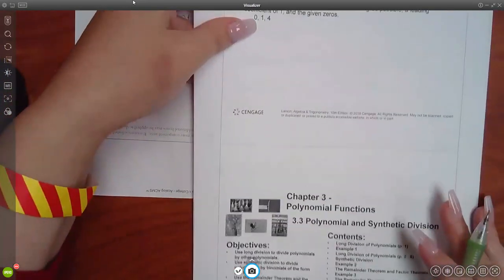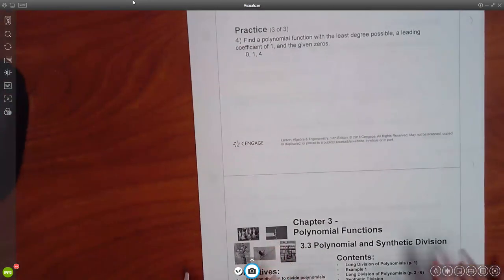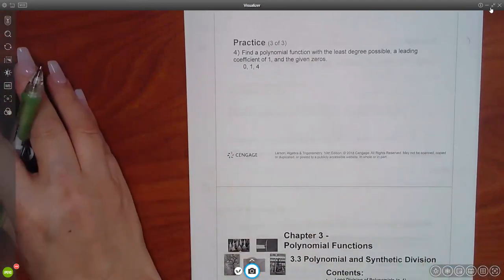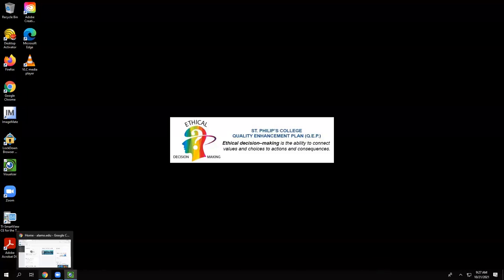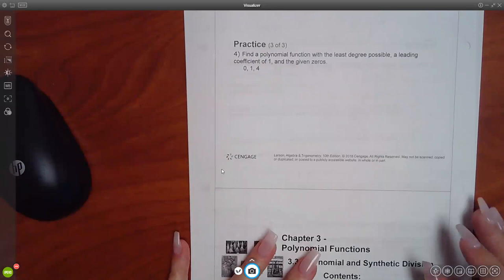Let's see what the last section is going to have for us for the last problem. Oh, this one's interesting. I just want to see how I was doing on time. I'm going to bring my watch today.